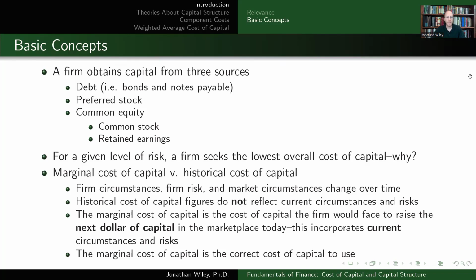And so because of that, if I use a coupon rate on the company's debt from 20 years ago, it's not going to reflect the current risk situation that the company is facing now. It does not reflect current market circumstances. And as a result, it will not correctly assess the rate that investors are requiring now. And the reason we care about this is the rate that investors are requiring now is the rate that I need to essentially exceed in order to keep the investors happy.